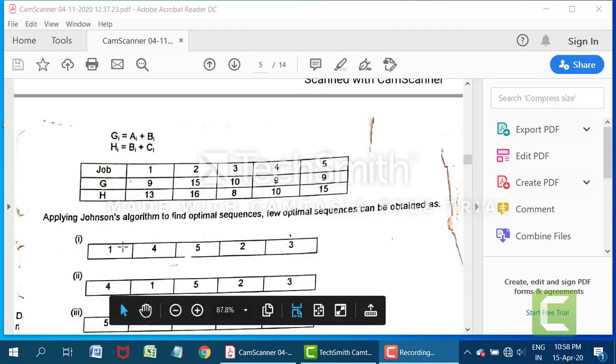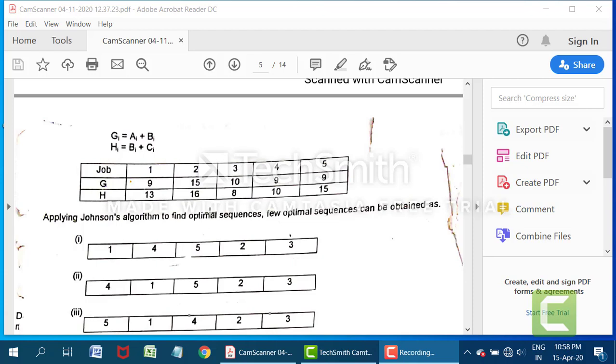So assume that these are all the empty compartments. First, 3 must be placed here. Last compartment is filled. So once this is over, this data must be removed. Removed in the sense temporarily don't consider this column.